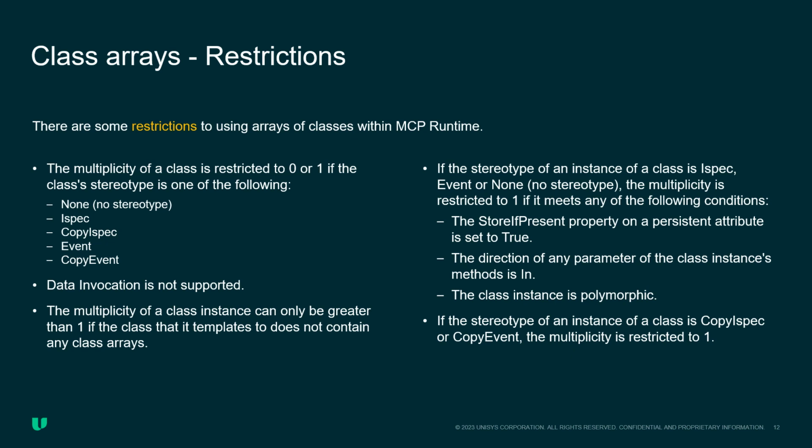In this release, support for class arrays is not available for copy iSpec or copy event classes. If the stereotype of an instance of a class is copy iSpec or copy event, the multiplicity is restricted to 1.